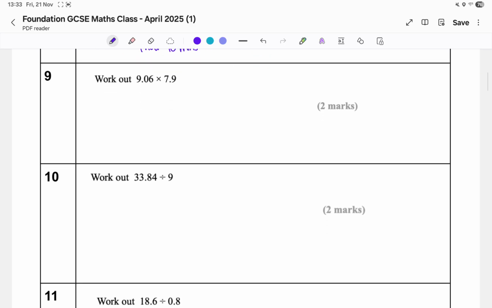Moving on. This is to do with decimals, timesing decimals without a calculator. When you're timesing a decimal by a decimal, what you need to do is get rid of the decimals first. So I can do 906 times 79. That makes it easier to work out. I can work that out.